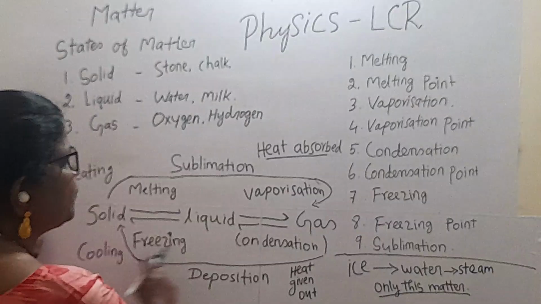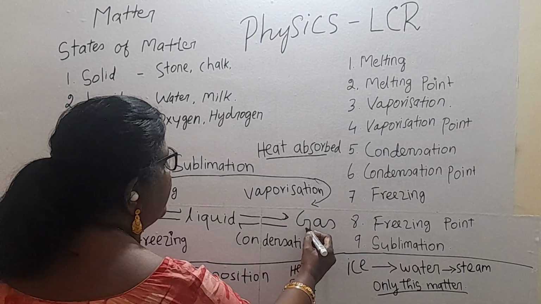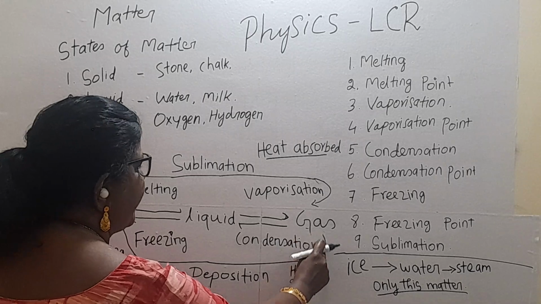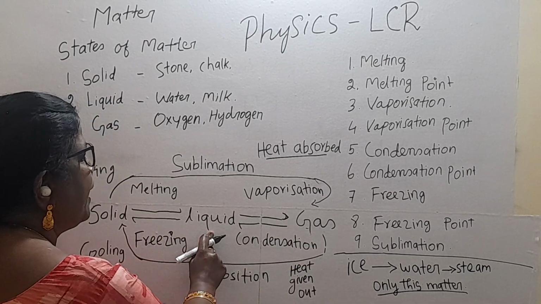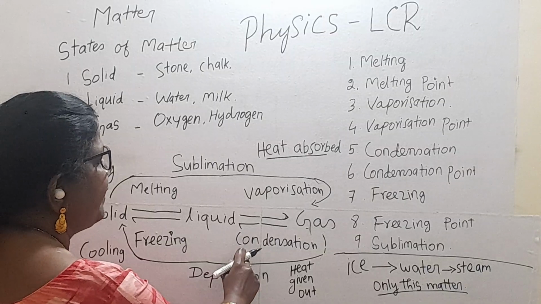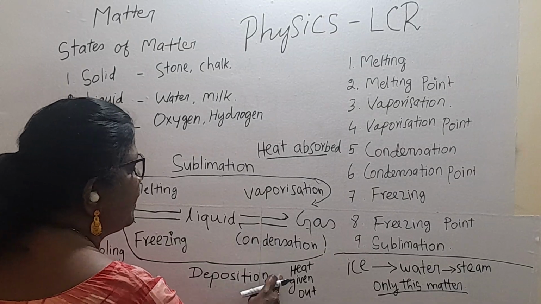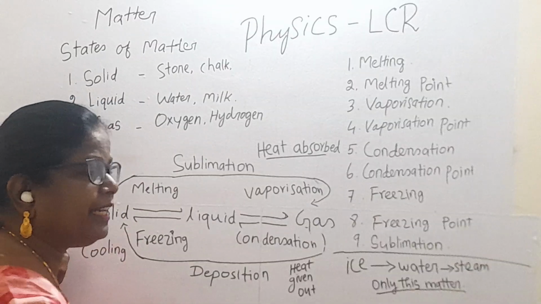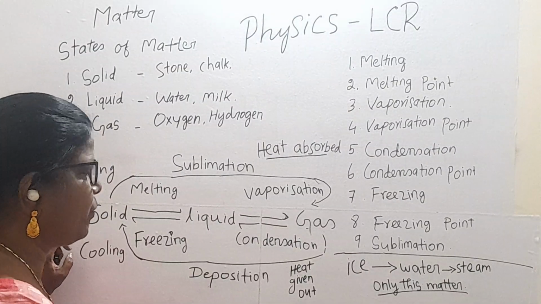Condensation on cooling, gaseous state changes into liquid. Gas changes into liquid at constant temperature. At constant temperature, when condensation takes place, heat is given out. Heat is liberated. Heat is given out.